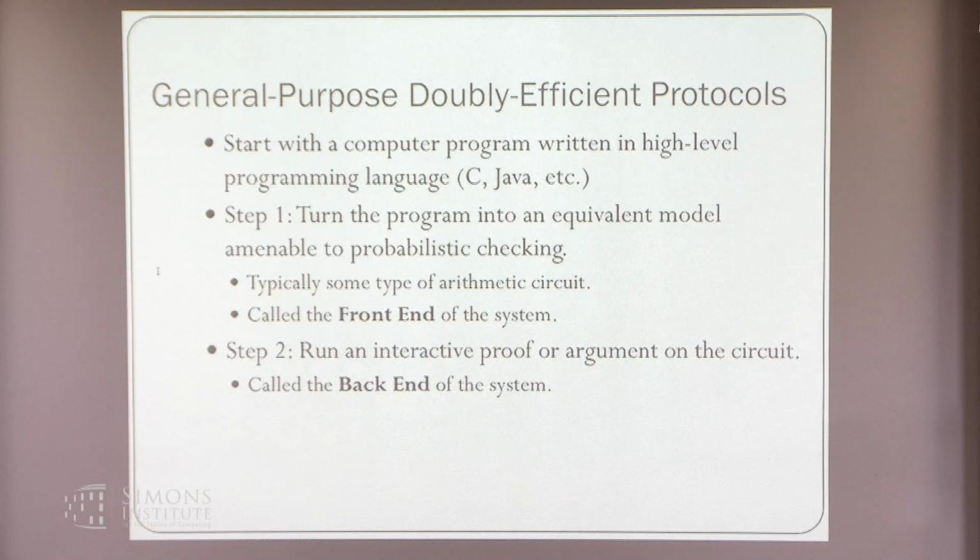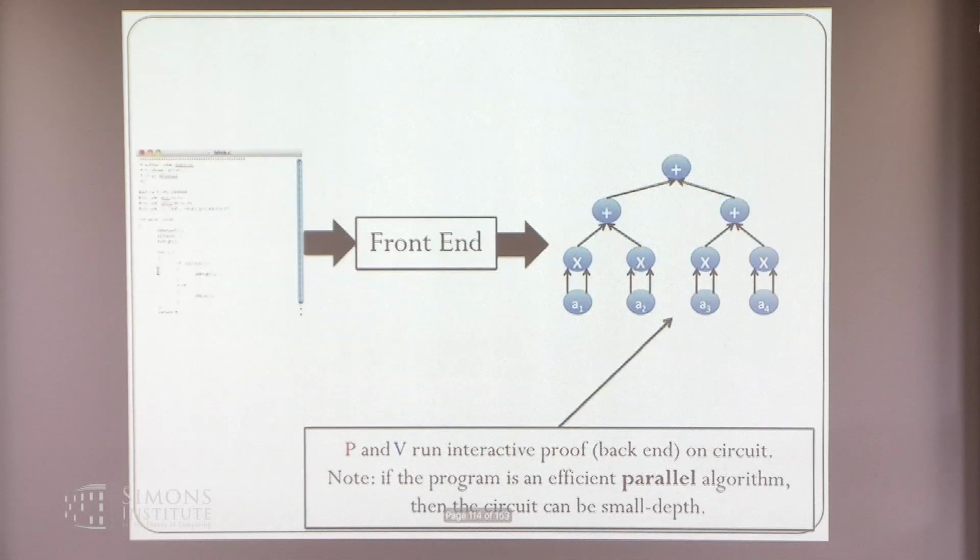So that's how the GKR protocol works. It operates on an arithmetic circuit, and the protocol will be efficient as long as the circuit has low depth. It's just a fact that I won't go into any detail about, that if your computer program implements an efficient parallel algorithm, then the circuit that comes out of the front end can be made low depth.